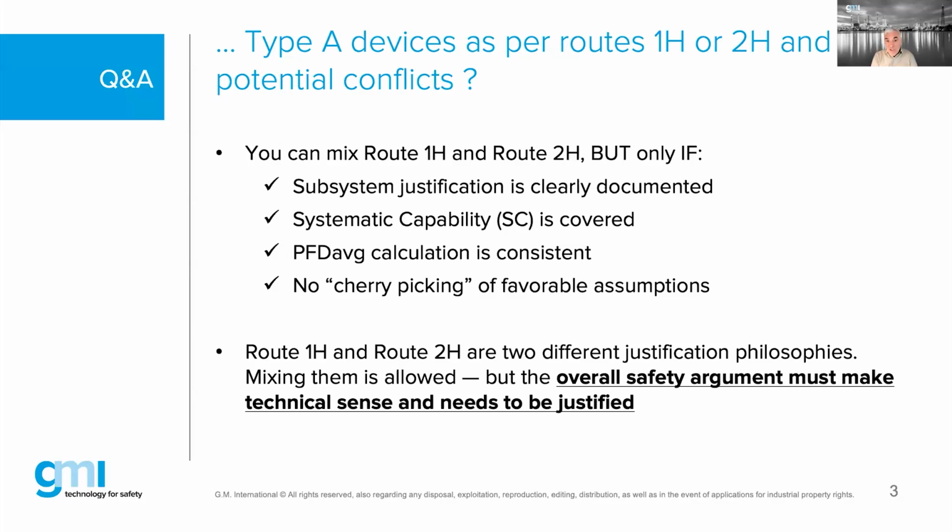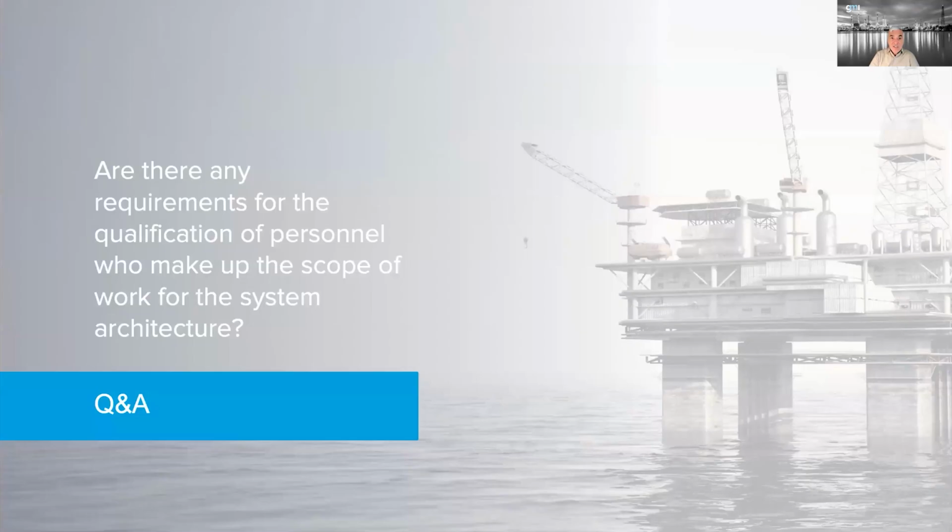And I put here the last bullet: no cherry picking of favorable assumptions, because in safety, we don't like to assume. Assume it will work when I need it. Assume the number that the vendor is telling us must probably be correct. Assumptions is not always a very good thing to do in safety. So we like to show or find some evidence. Route 1H and Route 2H are just two different justification philosophies. Mixing them is allowed. However, the overall safety argument must make technical sense and also needs to be justified by evidence. I hope I answered this question.